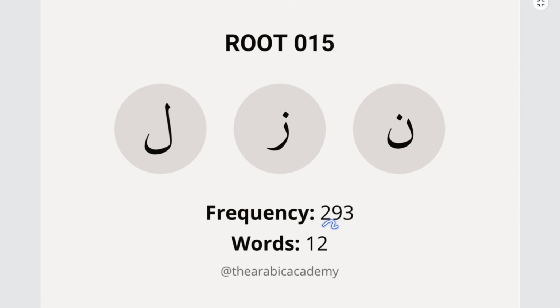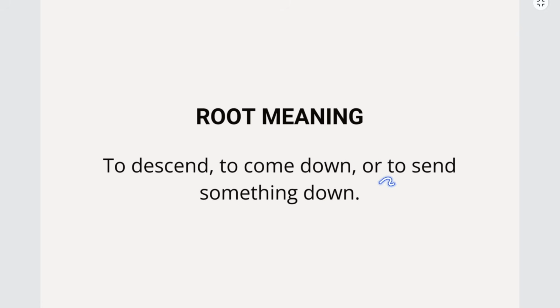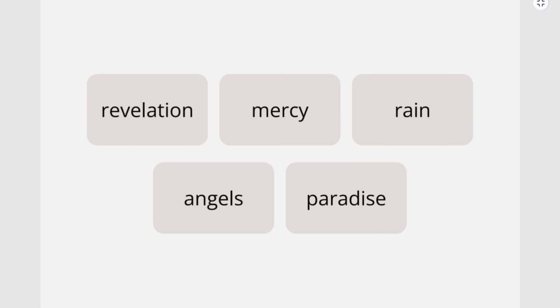This root shows up 293 times in the Quran in 12 different words, which makes it one of the most important roots that you need to learn to understand the Quran. Its central meaning is simple, something moving from up to down. So it means to descend, to come down, or to send down. But here is what makes it interesting. This one idea, descend, gets stretched across some of the biggest themes in the Quran.